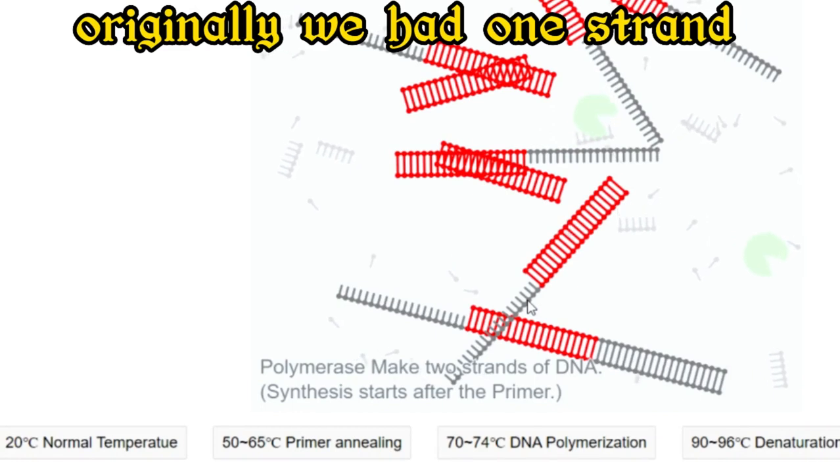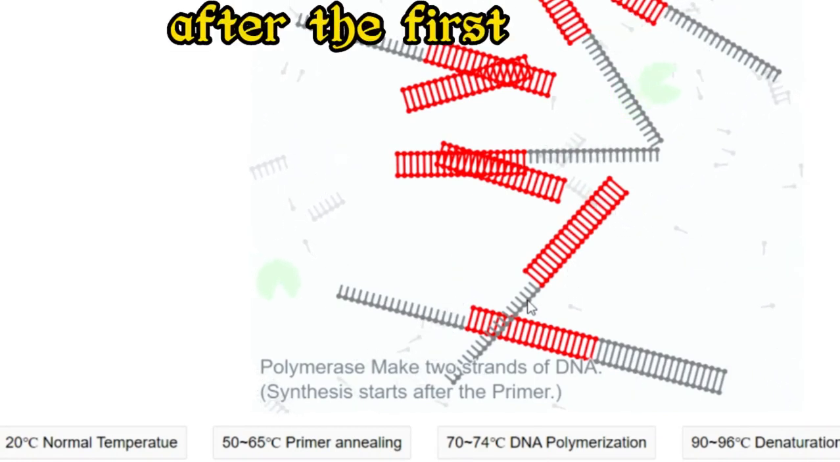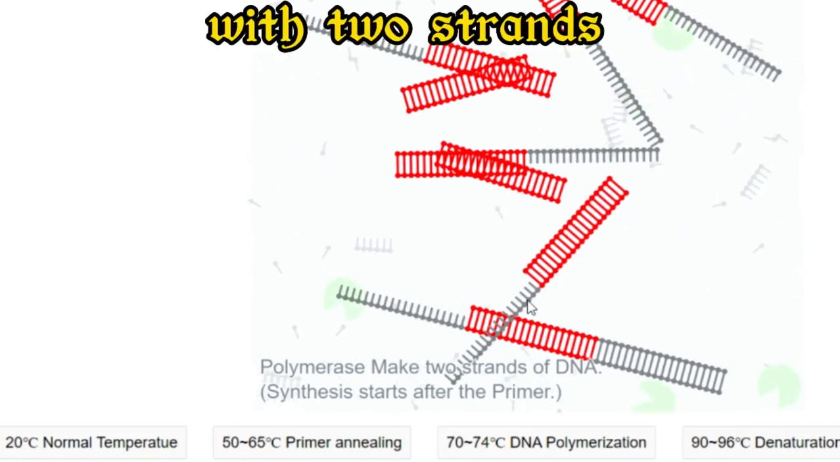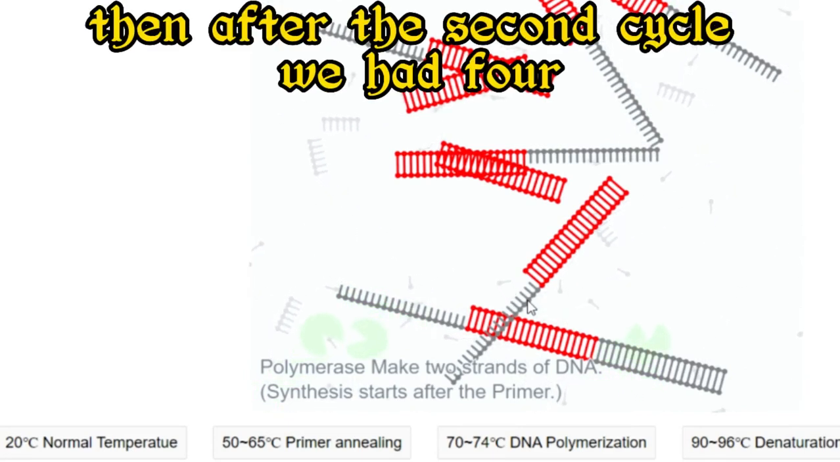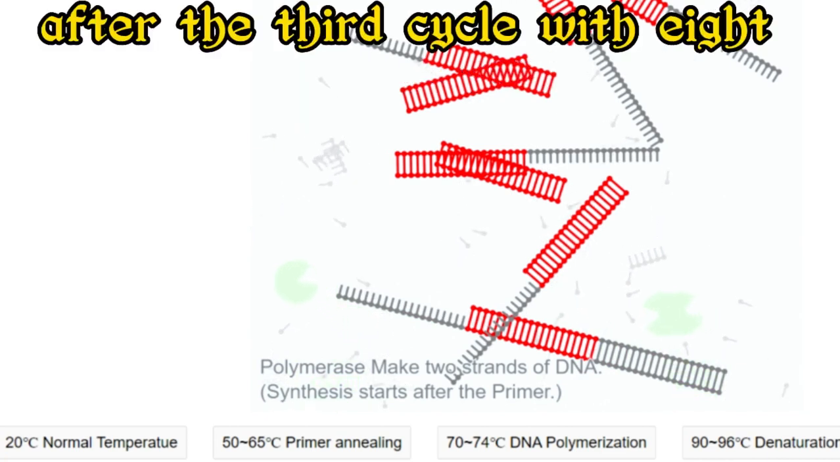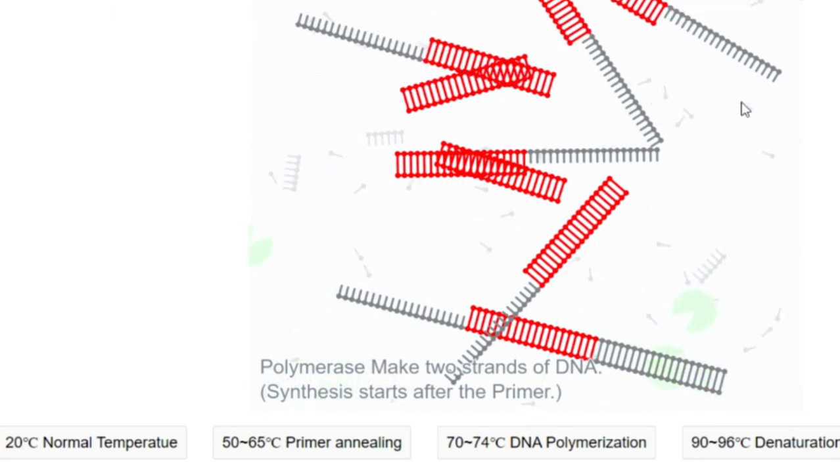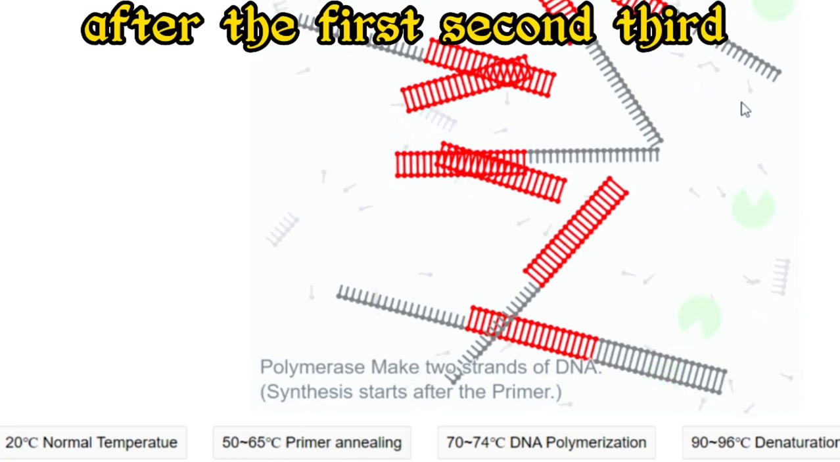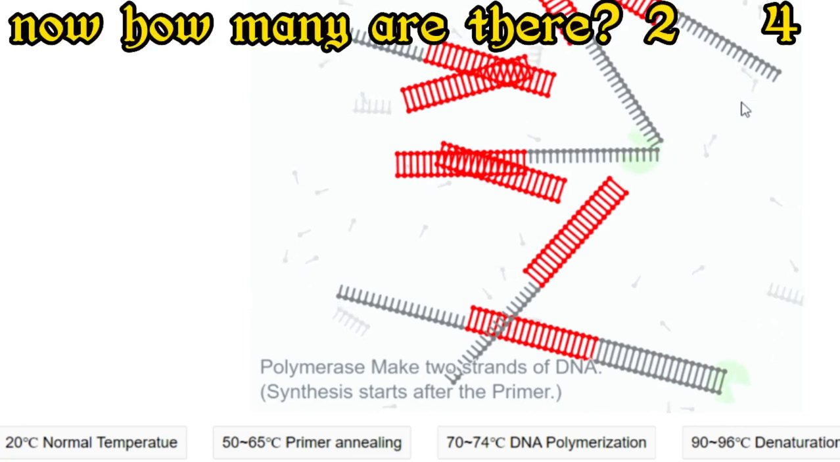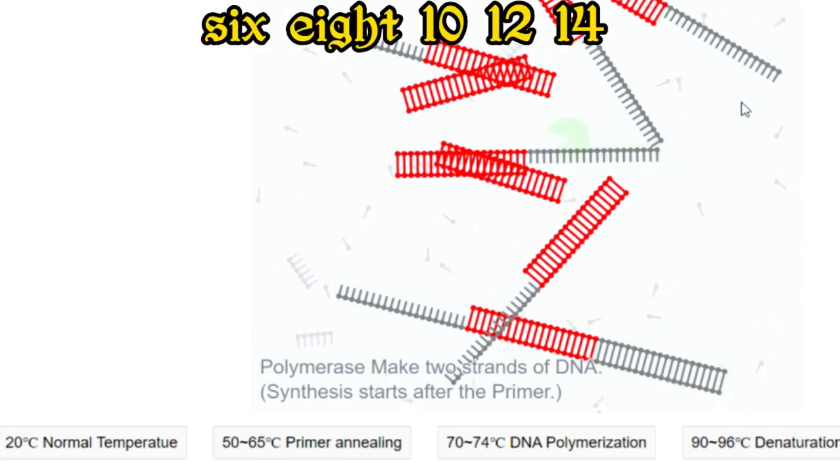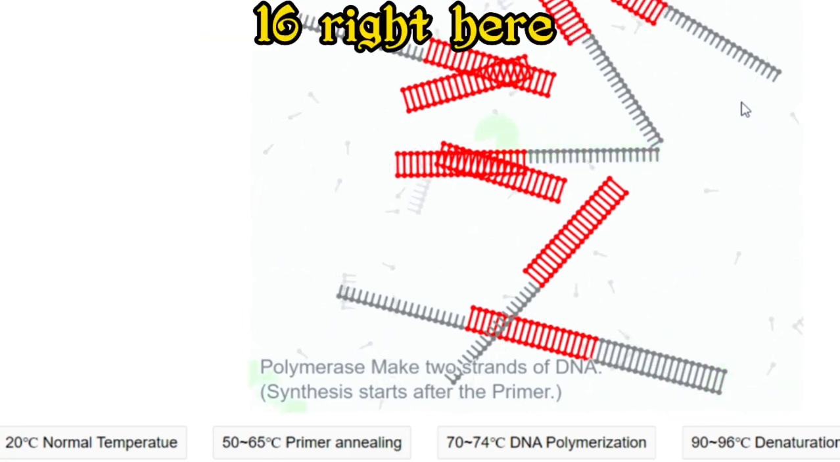Originally we had 1 strand. After the first cycle, we had 2 strands. Then after the second cycle, we had 4. After the third cycle, we had 8. After the fourth cycle, we had 16. Now how many are there? 2, 4, 6, 8, 10, 12, 14, 16 right here.